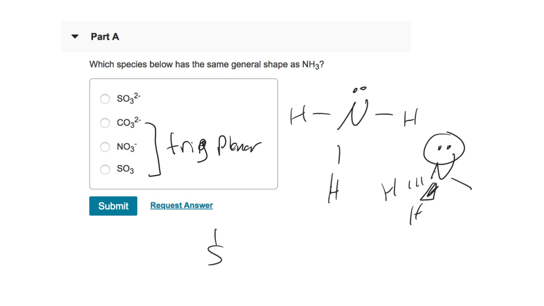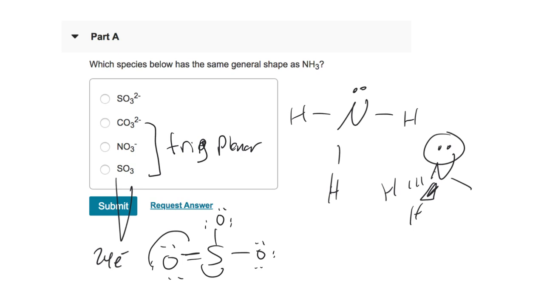Well, SO3 has 3 oxygens. And then if we count the electrons, we have 24 electrons. So we have no leftover electrons for the central atom. We might make a double bond, we might make 2 more double bonds, but the key is no lone pair on sulfur, trigonal planar molecular geometry from having 1, 2, 3 domains.